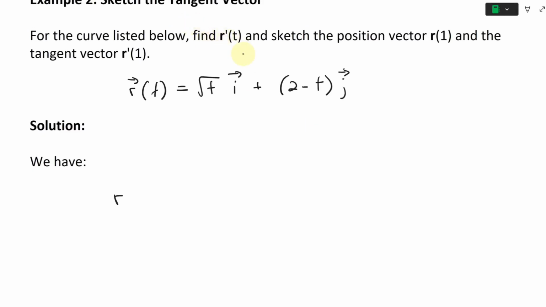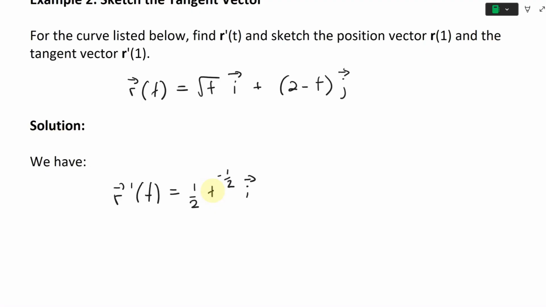So r prime of t equals, well, now we take the derivative of square root t, and recall that square root t is just t to the 1/2. So we bring the 1/2 down and then subtract 1 from the exponent. 1 over 2 minus 1, in other words 2 over 2, becomes negative 1/2. So that's going to be t to the negative 1/2 times i.